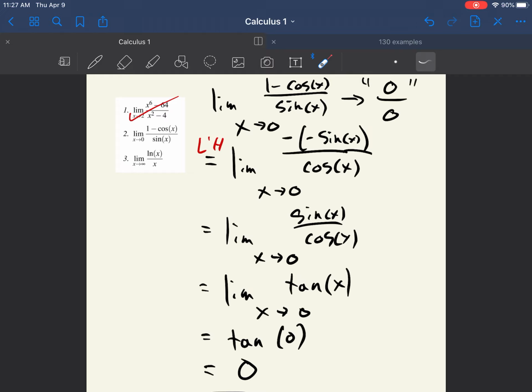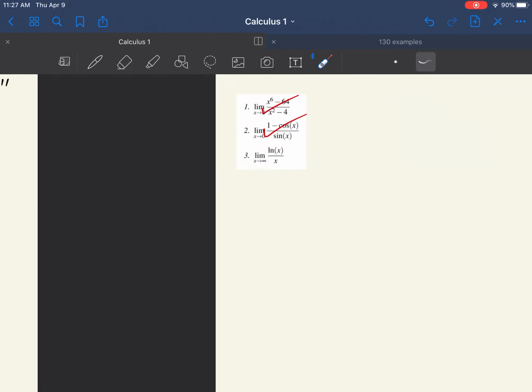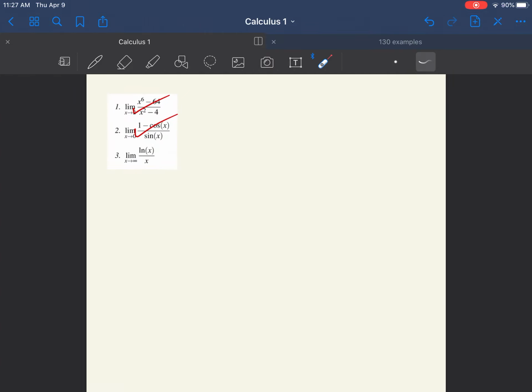Okay. So let's move on to the last example here. So you're very welcome to pause the video at any point and see if you can try the example on your own, right? So feel free to do that. But let's go over this one, right? So this third example. So we're looking now at the limit as x goes to infinity of ln of x over x.